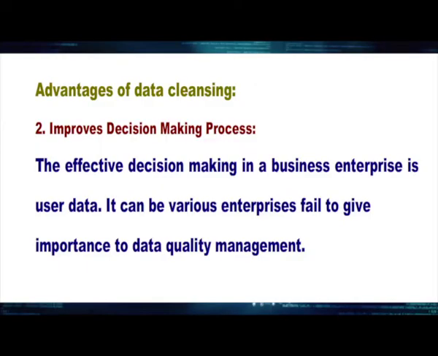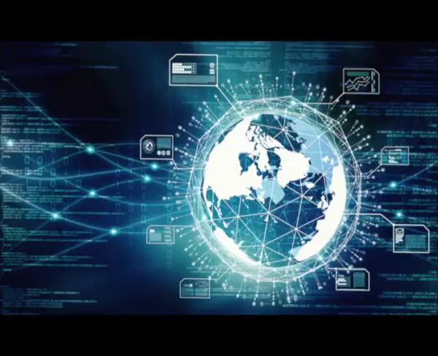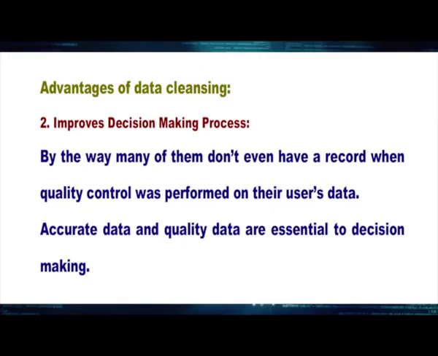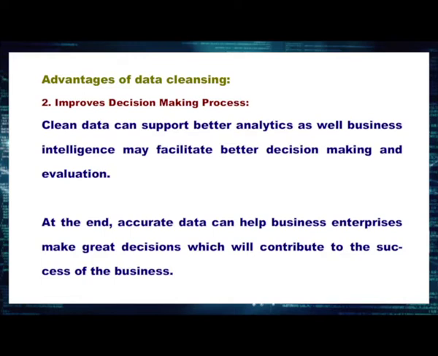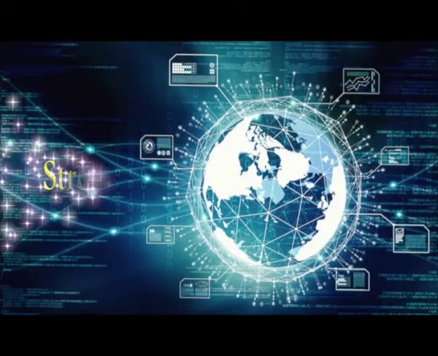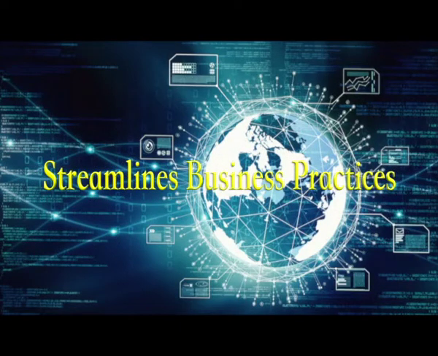The basis of effective decision making in a business enterprise is user data. Various enterprises fail to give importance to data quality management. In fact, many of them do not even have a record of when quality control was last performed on their users' data. Accurate data and quality data are essential to decision making. Clean data can support better analytics, and business intelligence may facilitate better decision making and evaluation. In the end, accurate data can help business enterprises make great decisions which will contribute to the success of the business. Third one, streamlines business practices.